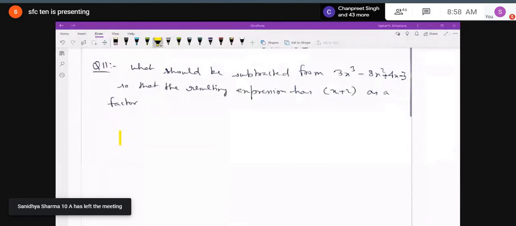When do we have to submit this assignment? You have to submit by tomorrow. Today you can complete it. These are only 11 sums and they are very easy sums, so please try. I will send the PDF of this on Google Classroom and also on the WhatsApp group.